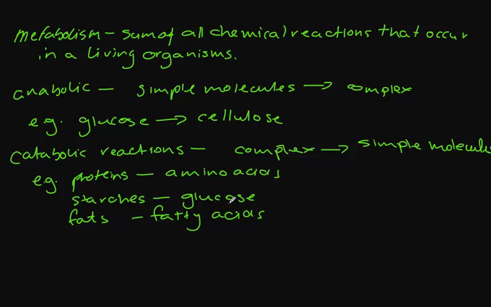So in all cases, we take in complex molecules in the food that we eat, and we turn them into things that are useful in our body. So amino acids, glucose, fatty acids. At these points, they then go through anabolic reactions, where the amino acids are again made into proteins.